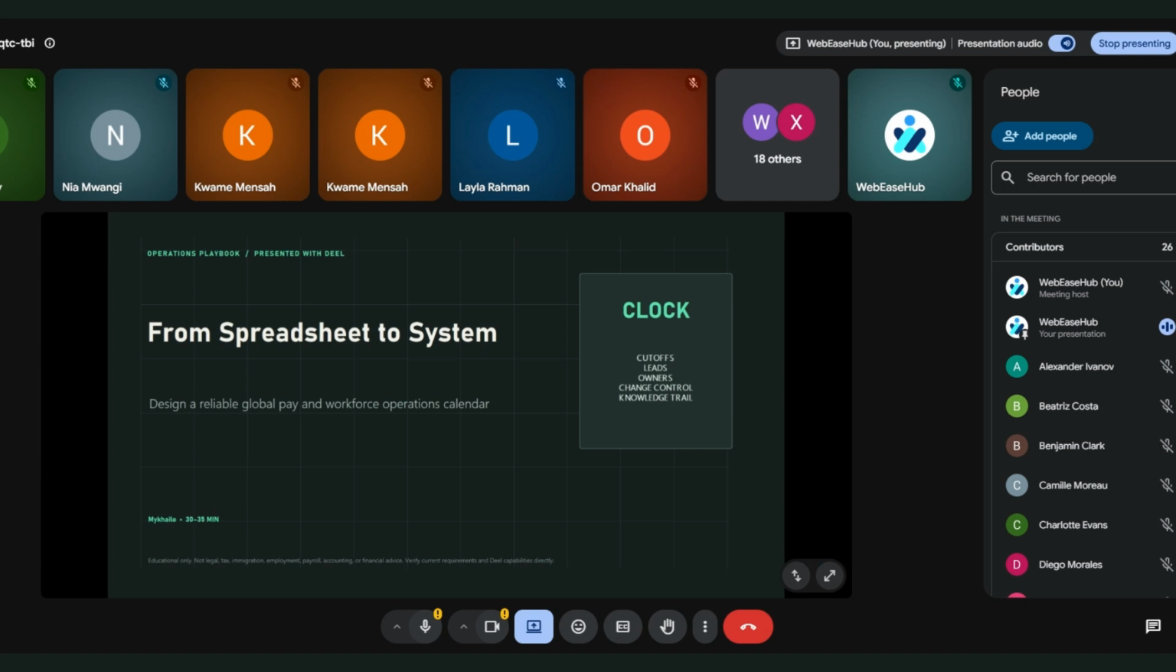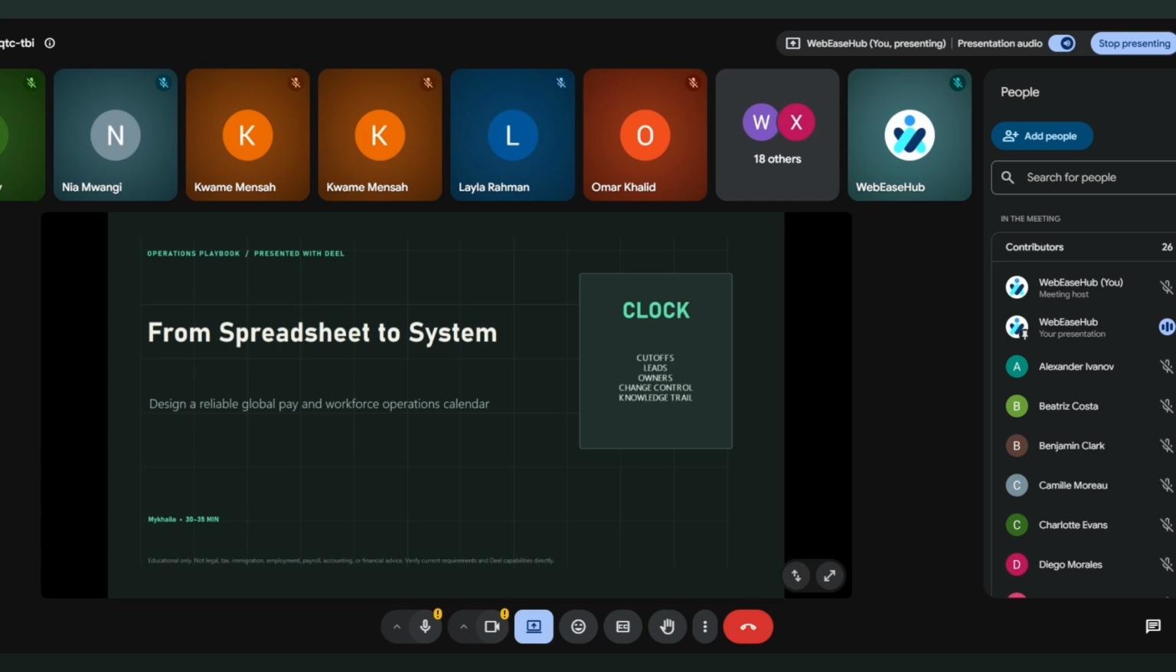Today, I'm going to show you how to move from a calendar that merely lists dates to one that helps a team run reliable work. The framework is called CLOCK: cutoffs, leads, owners, change control, and knowledge trail. By the end, you should have a practical way to design a global operating calendar, assign accountability, triage exceptions, and create a record that gets smarter every cycle.